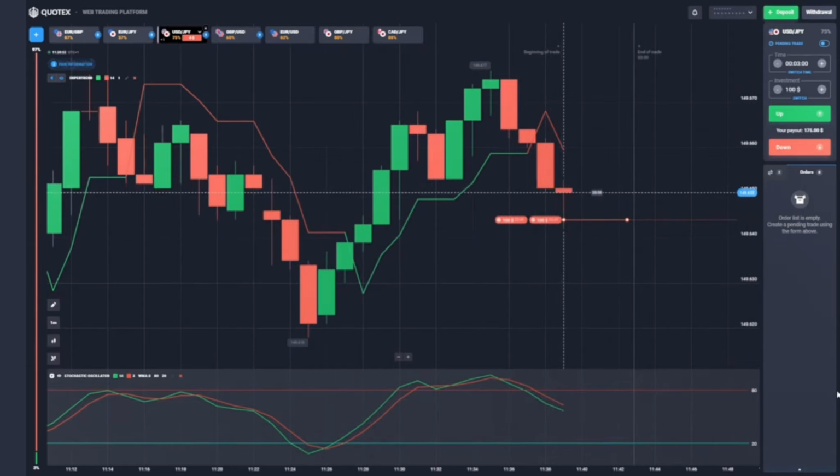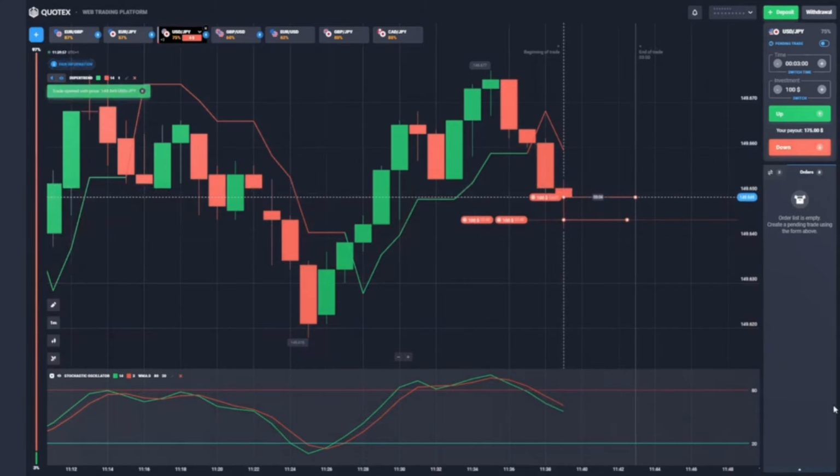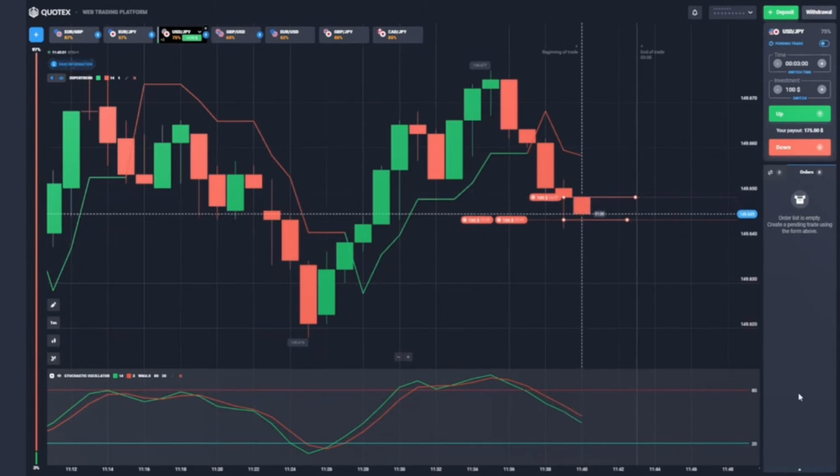When the super trend indicator goes above the 1-minute candles and the stochastic oscillator is above the overbought line and starting to go downward, then you take sell trades.